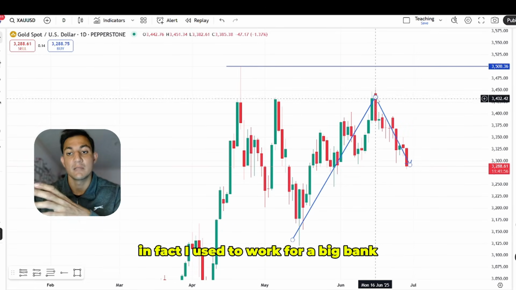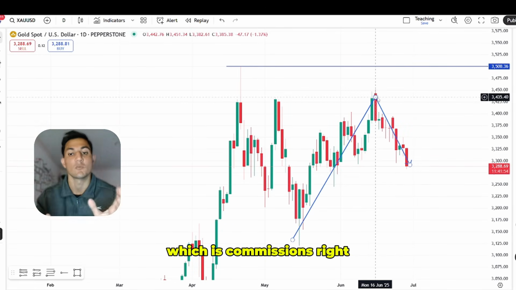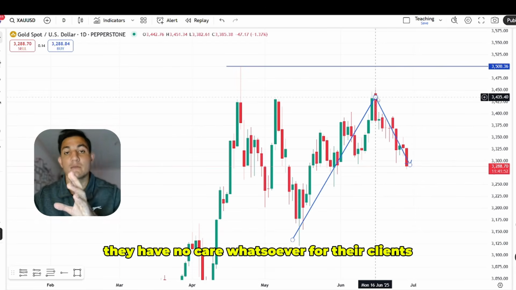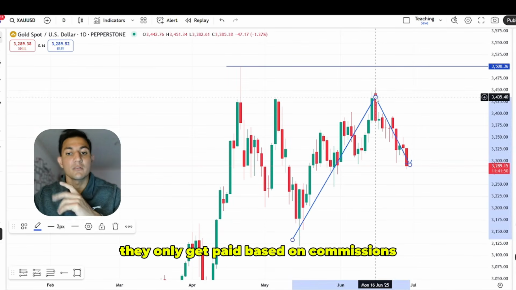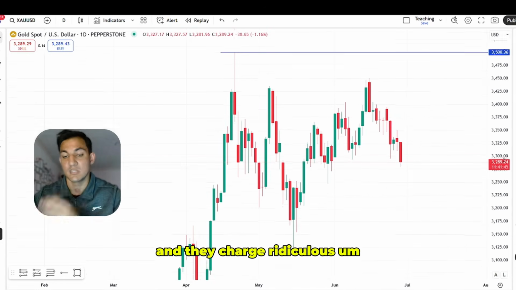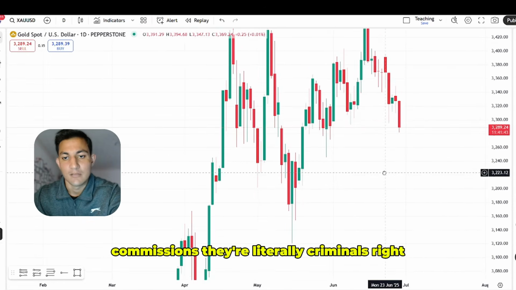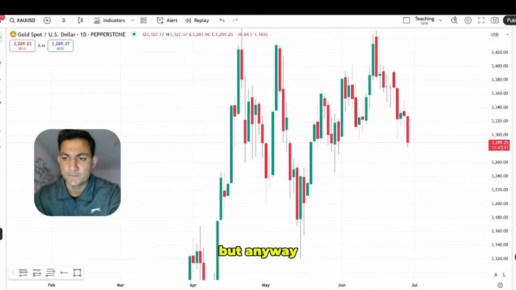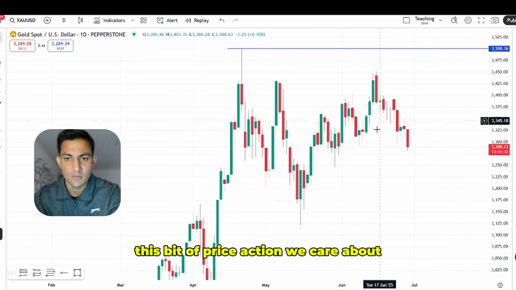In fact, I used to work for a big bank. They make all their money from churning, which is commissions, right? They have no care whatsoever for their clients. They only get paid based on commissions, so they get them in and out of positions, and the bank makes their money, and they charge ridiculous commissions. They're literally criminals, right?